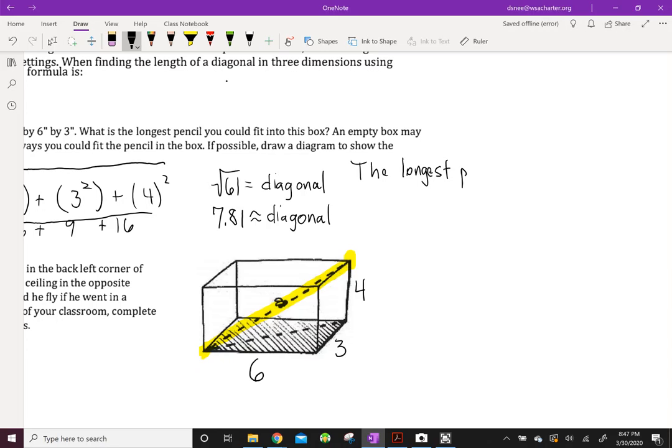Longest pencil that will fit is 7.81 inches approximately. I should have put approximately first. It is approximately 7.81 inches.